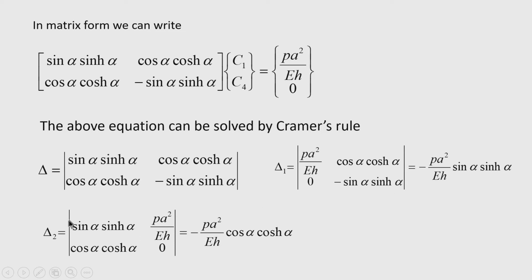Delta 2 we now write in this way: sin alpha sin hyperbolic alpha, cos hyperbolic alpha, p square by E h, 0 determinant, and we expand this determinant. We now get p square by E h cos alpha cos h alpha with a minus sign. Okay. So, delta 1 and delta 2 are obtained. We now have to find this determinant delta.